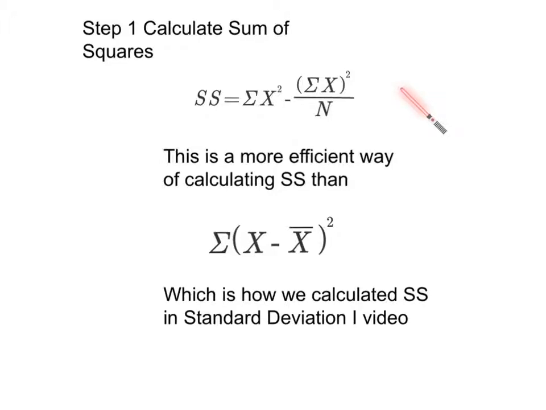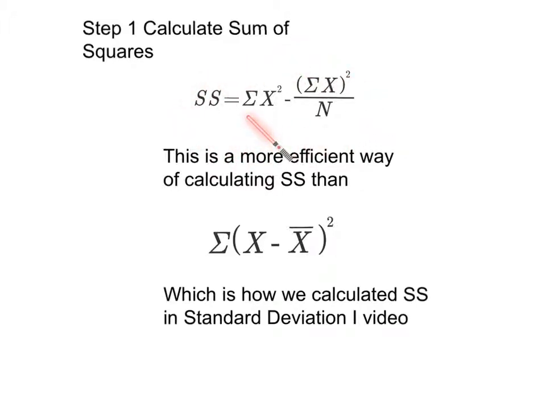So we're going to now calculate as step 1, the sum of squares, and remember in the last video we calculated it using this formula. We took every x value, we subtracted the mean from it, we got the difference, and then we squared the difference, and then we added up those squared differences, and that gave us the sum of squares. We're going to substitute this formula here for that.